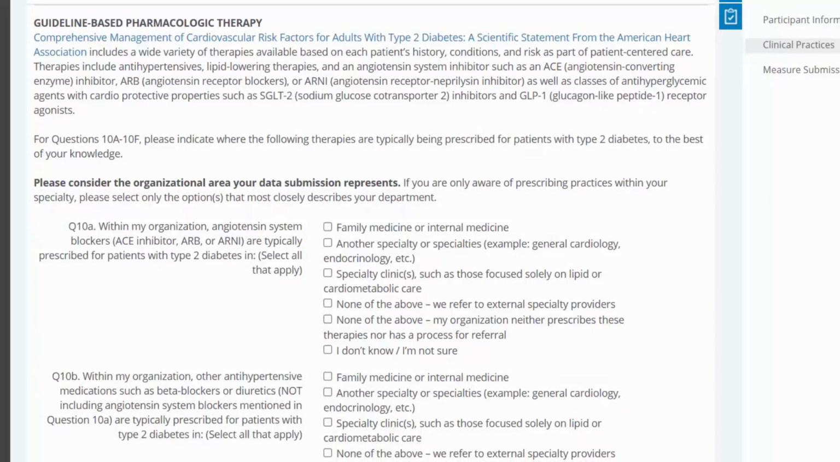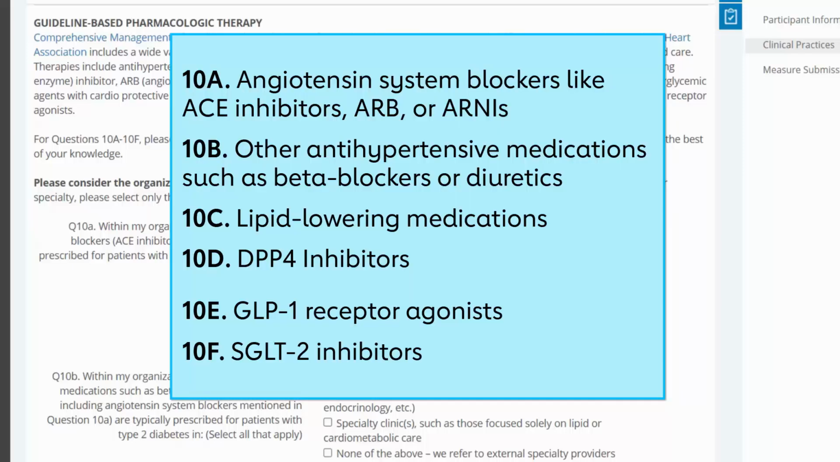Question 10 is broken down into 6 sections. For questions 10A through 10F, please indicate where the specific therapies are being prescribed for patients with type 2 diabetes. Each question asks about a different therapy or group of therapies, including angiotensin system blockers like ACE inhibitors, ARB or ARNIs, other antihypertensive medications such as beta blockers or diuretics, lipid-lowering medications, DPP-4 inhibitors, GLP-1 receptor agonists, and SGLT2 inhibitors.